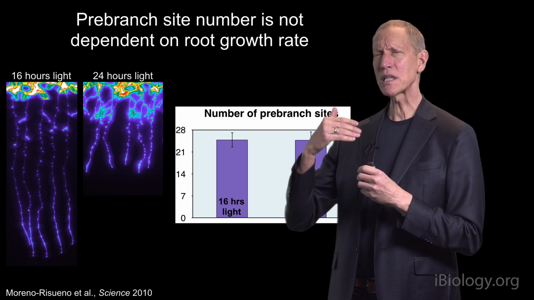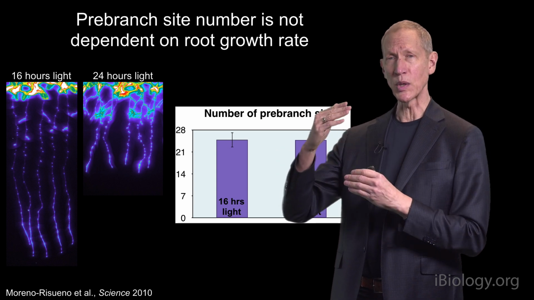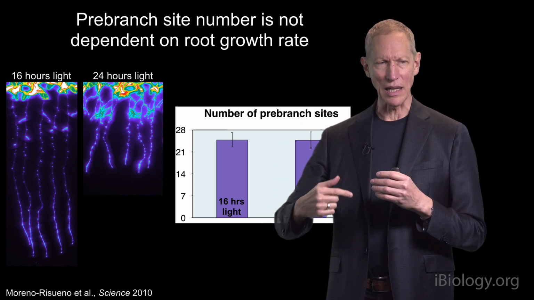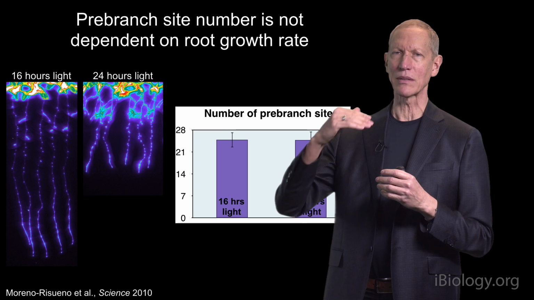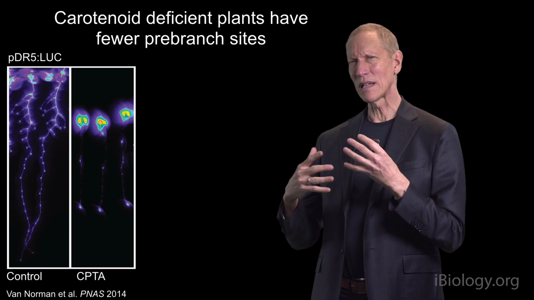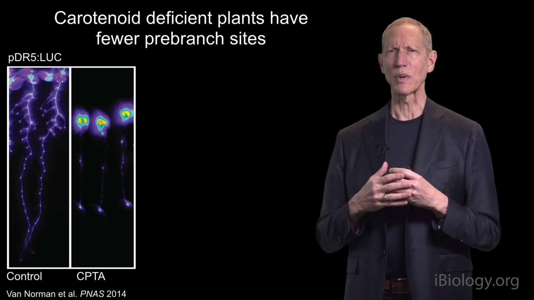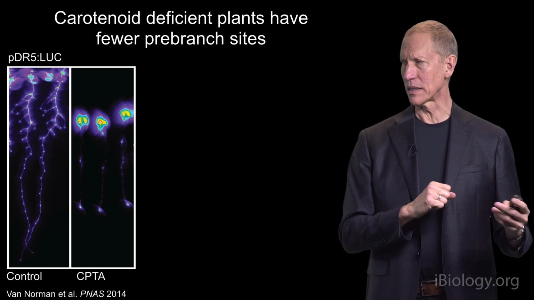And so what does this mean if you have approximately the same number of pre-branch sites per unit time? It means that in all likelihood, this is acting like a clock. It's a clock-like process that's counting time. It's not counting cell divisions. And then we ask, well, if it's a clock-like process, is there any way that we could disrupt this clock-like process? And that could get us to the underlying mechanism.